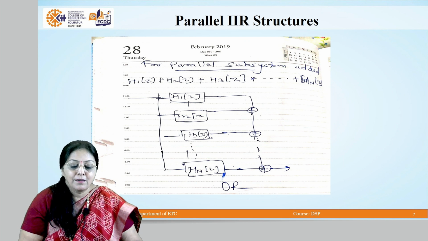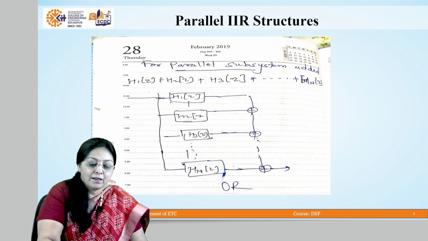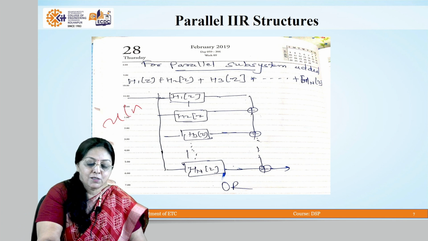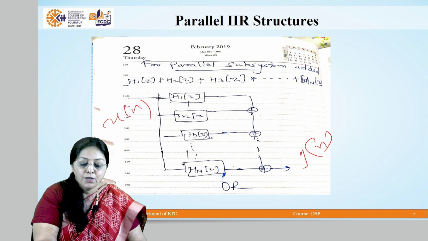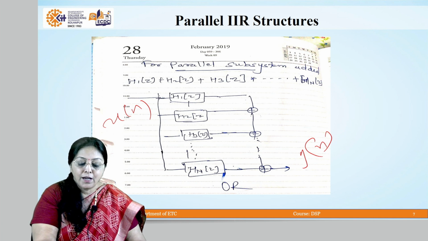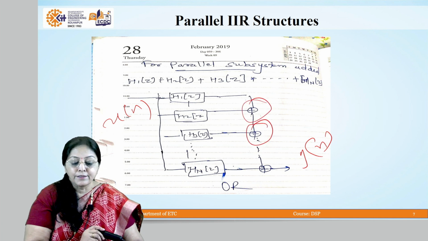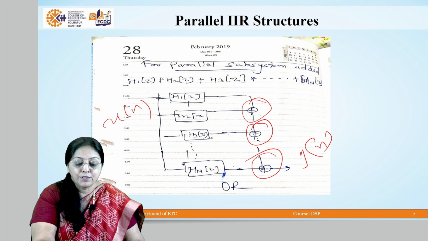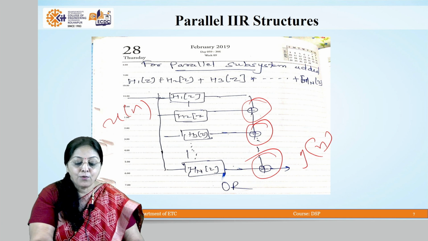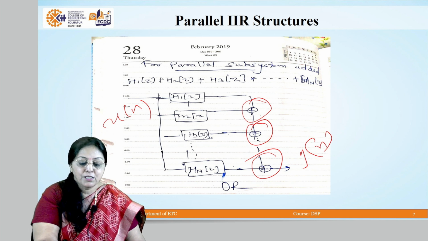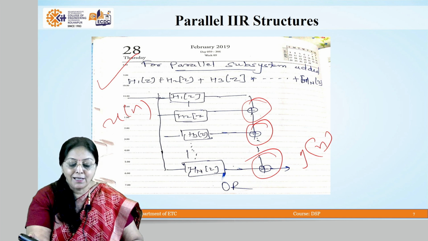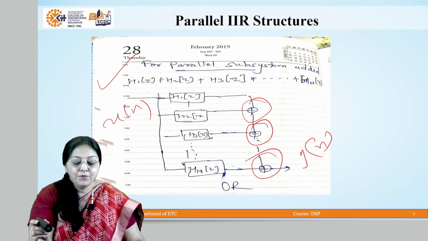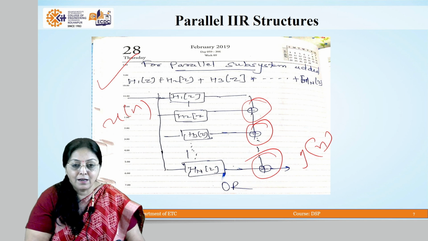The second part is the parallel realization. In the parallel realization, the input is x(n) and the output we are going to see is y(n). For a parallel connection we require a summation, or an adder. We are using the adder with H1(z), H2(z), H3(z). Likewise, the equation is H1(z) plus H2(z) plus H3(z) up to the last HN(z). That is our final equation of the parallel realization.